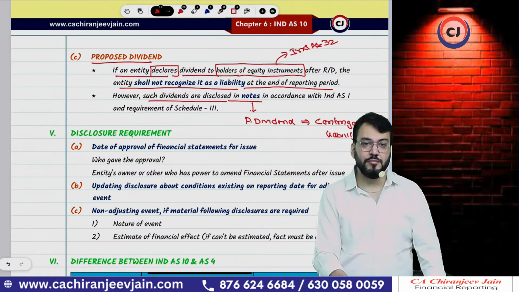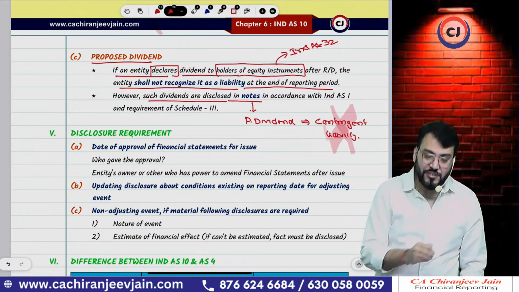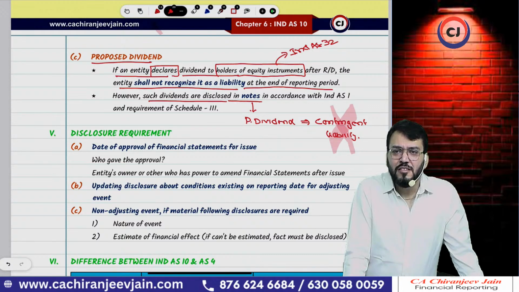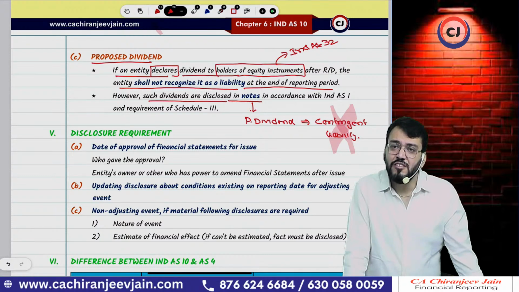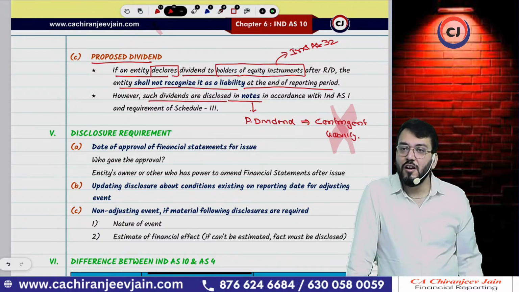Yes or no? One second, it means you have not understood the chapter in Ind AS. When I am saying no obligation, what do you mean by contingent liability? It is a present obligation or possible obligation. So it is not a contingent liability also. It is not a contingent liability.